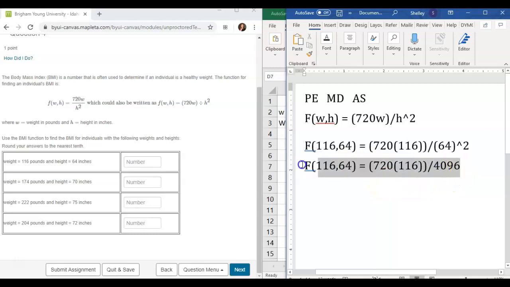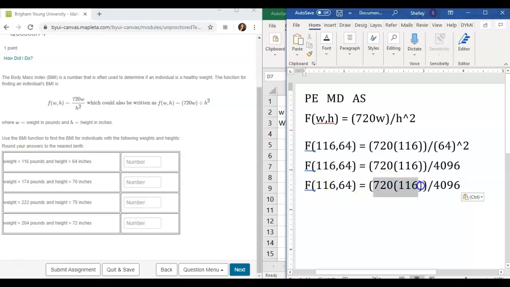So let's highlight this for the next step, copy and paste. 720 times 116, there we go. I have to do this on a calculator because that's not something I'm going to spend time doing by hand. There we go. 83,520. I'm going to type that in one more time just to make sure I didn't make a typo. Everything looks good. Okay, so then we just need to divide.